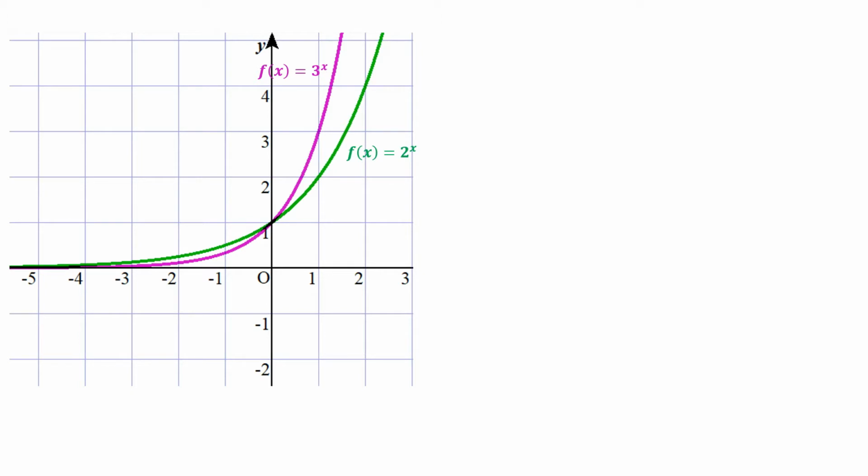These are the graphs of the given functions in example 1. The green curve is for f of x equals 2 to the x, and the purple curve is for f of x equals 3 to the x. They share the same properties.